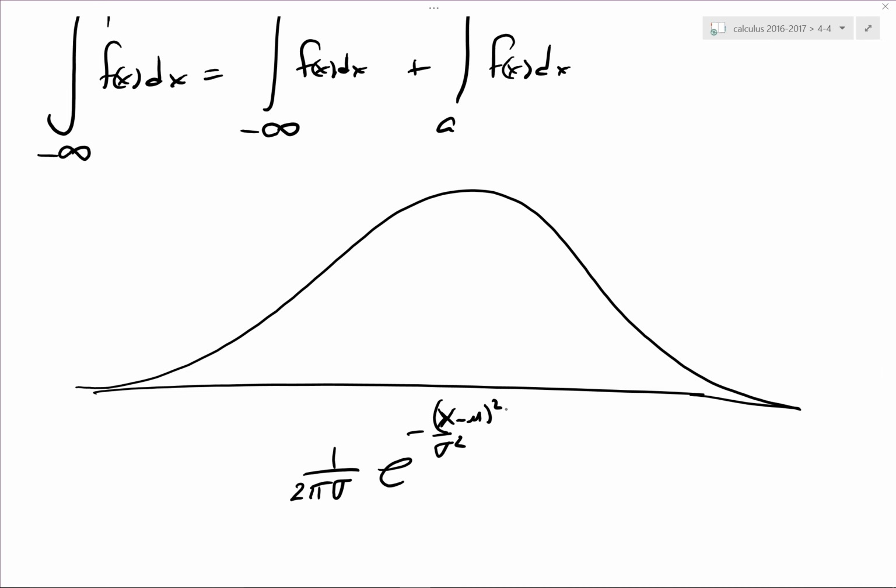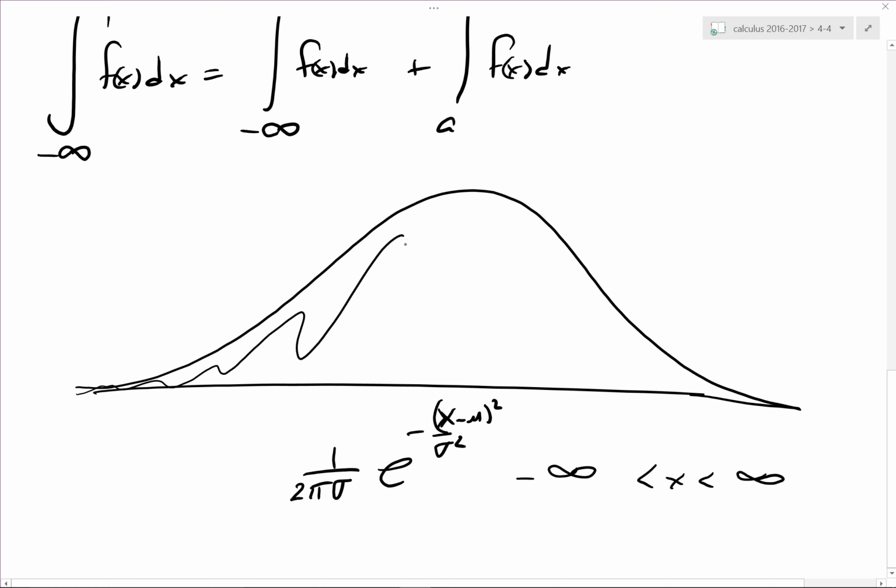Here's the game, though. It actually exists all from here to here. That's nice. Notice it's not equal to infinity. That would be a problem, right? Okay? So the game is this. I know that the area under this curve has to be 1. That's just a fact, because it has to do with probability. So the area from negative infinity to infinity is, well, it's 1.